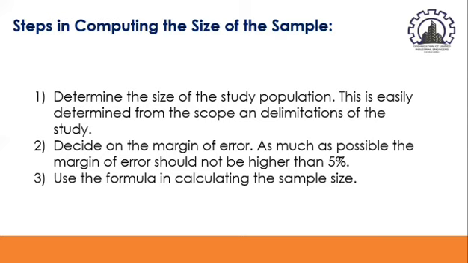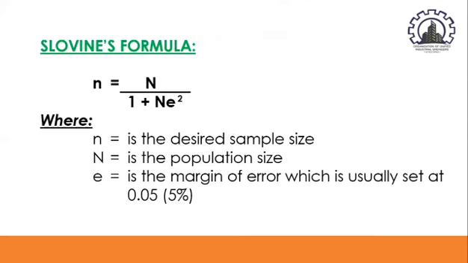And number three, use the formula in calculating the sample size. As you can see, this is Slovin's formula, and this is going to be the formula that we're going to be using in calculating our sample size. Slovin's formula is n equals N over 1 plus Ne squared, where small letter n refers to the desired sample size, capital letter N refers to the population size, and e is your margin of error, which is usually set at 0.05 or 5%.